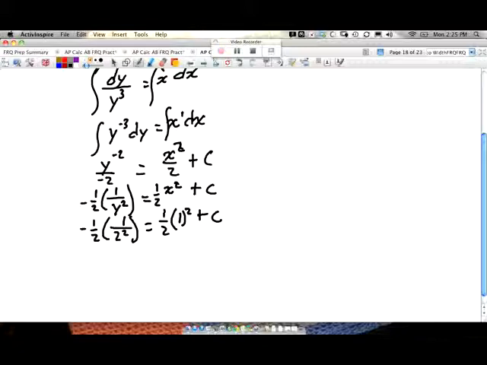So this gives me, oh my goodness, negative 1/8 equals 1/2 plus c. So negative 1/8 minus 1/2 equals c.